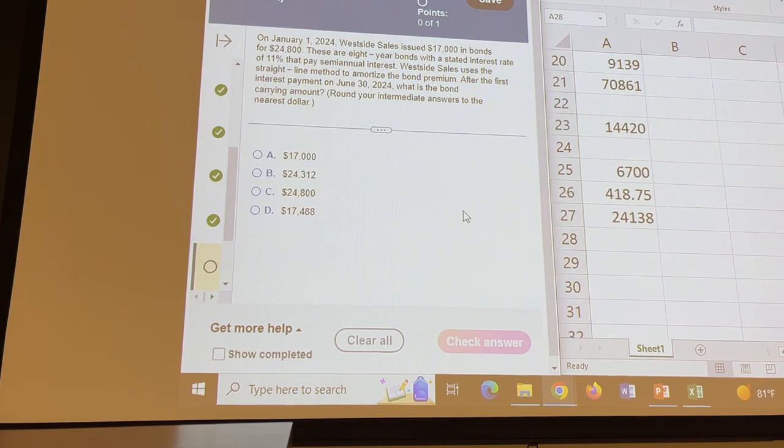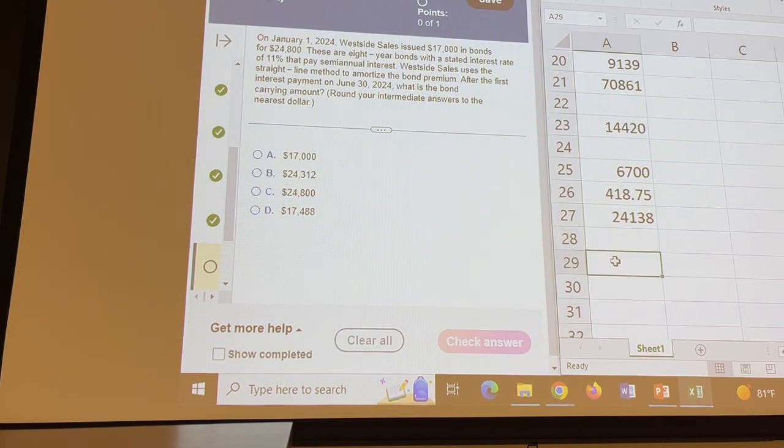Okay, this company issued $17,000 in bonds for $24,800. So that would be a premium. They're 8-year bonds with a stated interest rate of 11% that pay semi-annual interest. They use a straight line method. After the first interest payment date, what is the bond carrying amount?